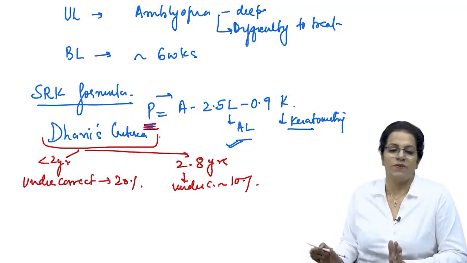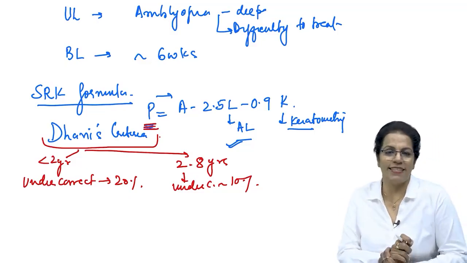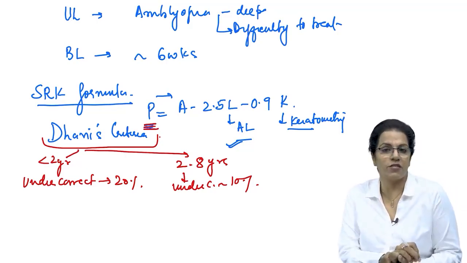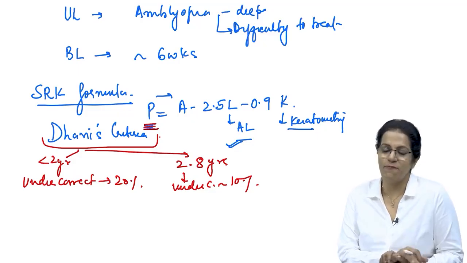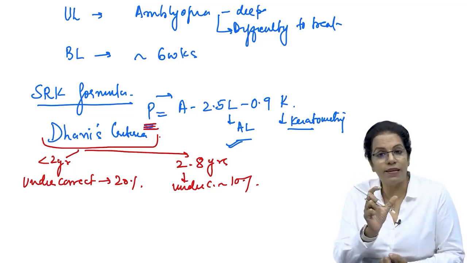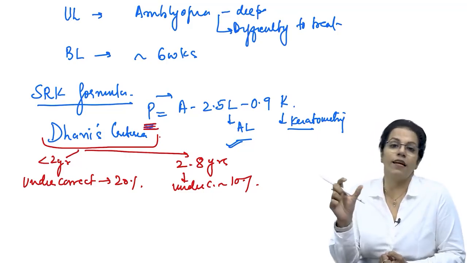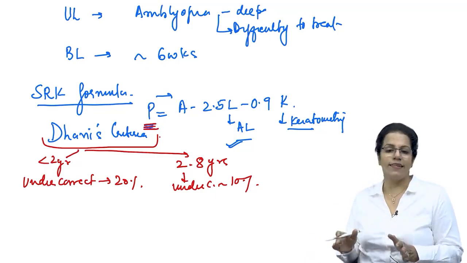Of course, when we are talking about operating as soon as feasible, we are definitely talking about less than 2 years, and in that case, there should be undercorrection of 20% of the total p-value. And please also know that maximum growth of your eyeball is till 2 years of age, but it keeps growing or changing till adolescence, right? You have to know this. That's why this Dhani's criteria.